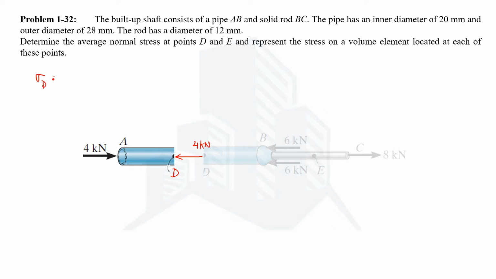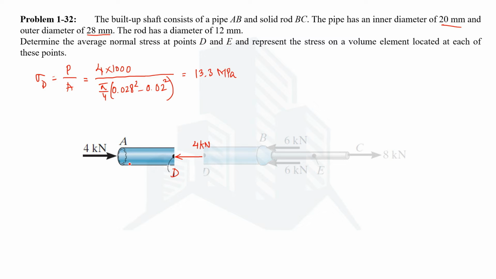So stress at point D is equal to force upon area. Force is 4 kilonewton, which can be represented as 4000 Newton, divided by the area. The outer diameter is 28 mm and the inner diameter is 20 mm. We know the formula to calculate the area, with these values in millimeters. You can write them in meters as 0.028 squared for the outer diameter, and the inner diameter is 20 millimeter, in meters 0.02 squared. On doing the calculations, we get the stress as 13.3 MPa.